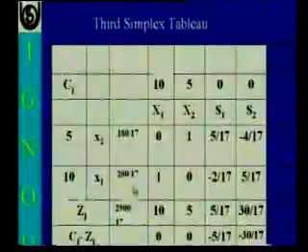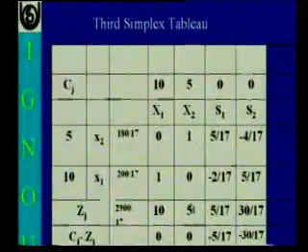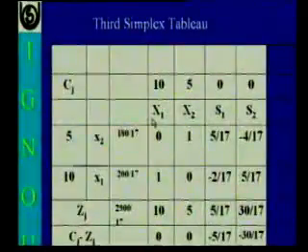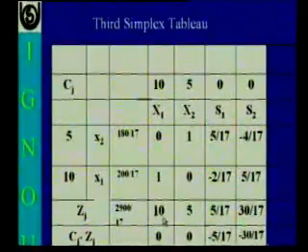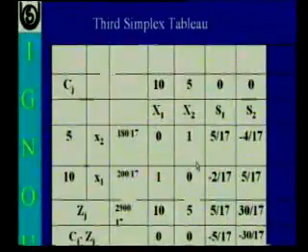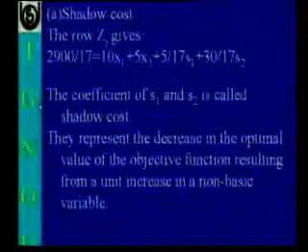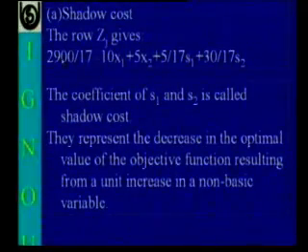If you see the final table, this is 10, this is 5. If we do not use 1 unit of x1, we will have a loss of 10. If we do not use 1 unit of x2, we have a loss of 5. Now what is the shadow cost? Shadow cost, if you see the final equation, that is 2900 by 17 is equal to 10x1 plus 5x2 plus 5 by 17 s1 plus 30 by 17 s2.